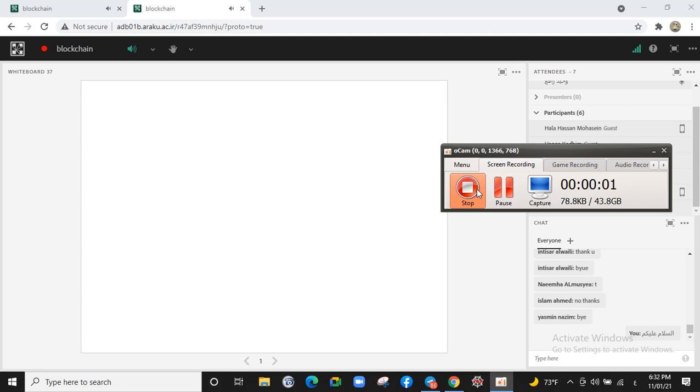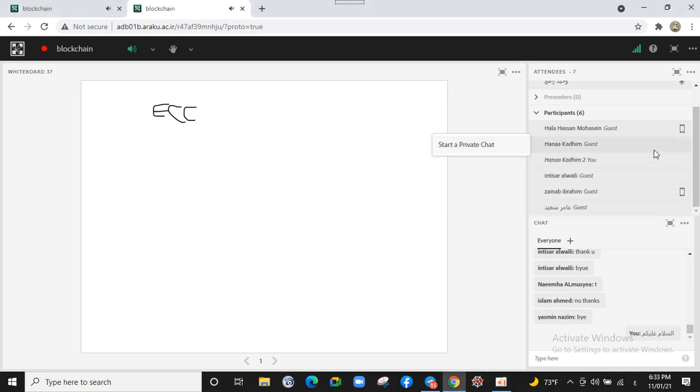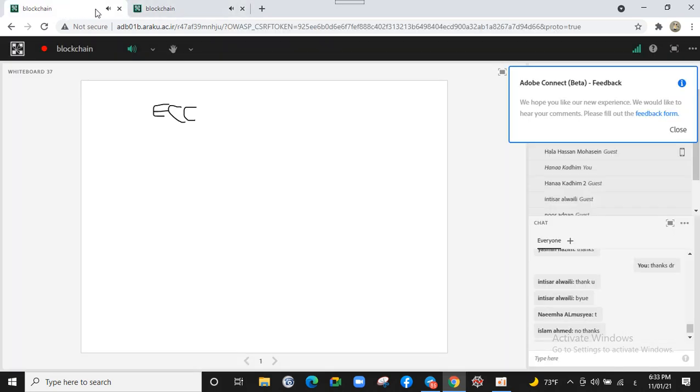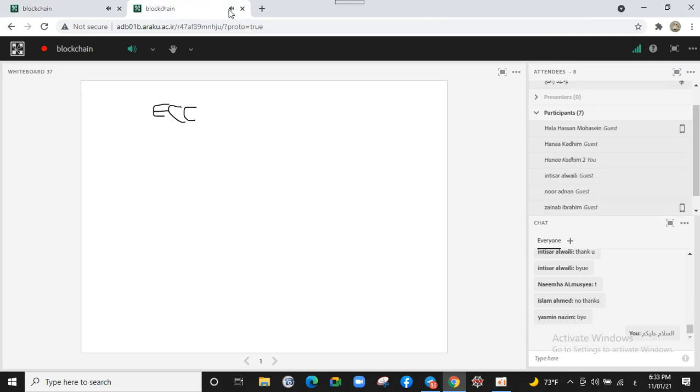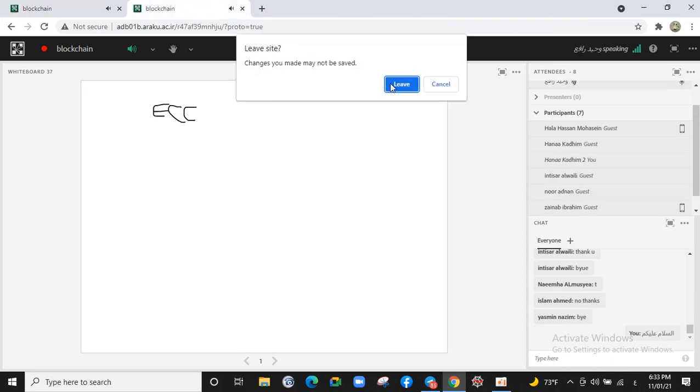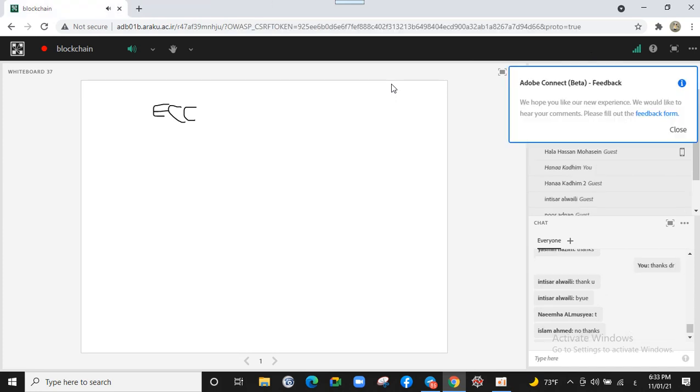So I talked about elliptical curve or ECC. I don't expect that you learn all the mathematics behind this approach, in fact I don't need the proofs, but just general information about this approach.